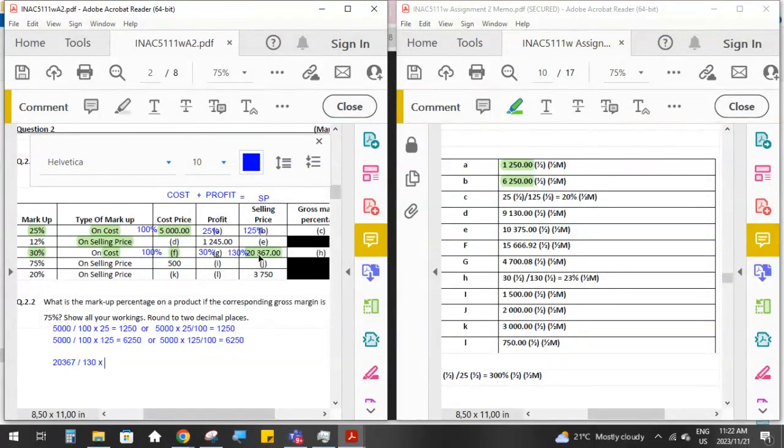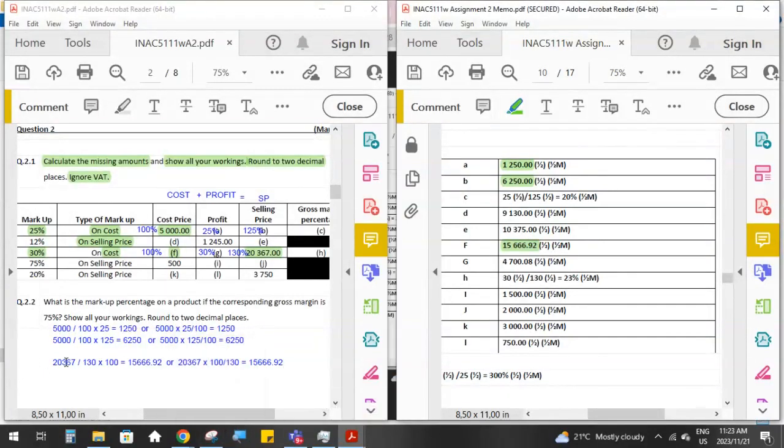And then I multiply it by 100 if I want the cost price, because my cost is 100%. And that's F, so we should then have got 15,666.92. And please, guys, take note, they said 2 decimal places, so give me 2 decimal places. Or you could have said 20367 multiplied by 100 over 130 equals 15,666.92.